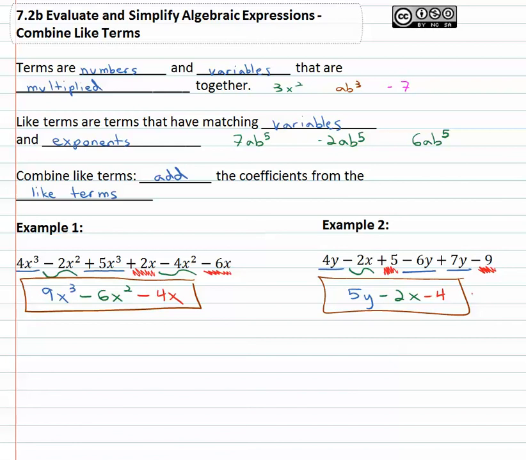We can combine like terms together by adding the coefficients, or the number in front, of the like terms.